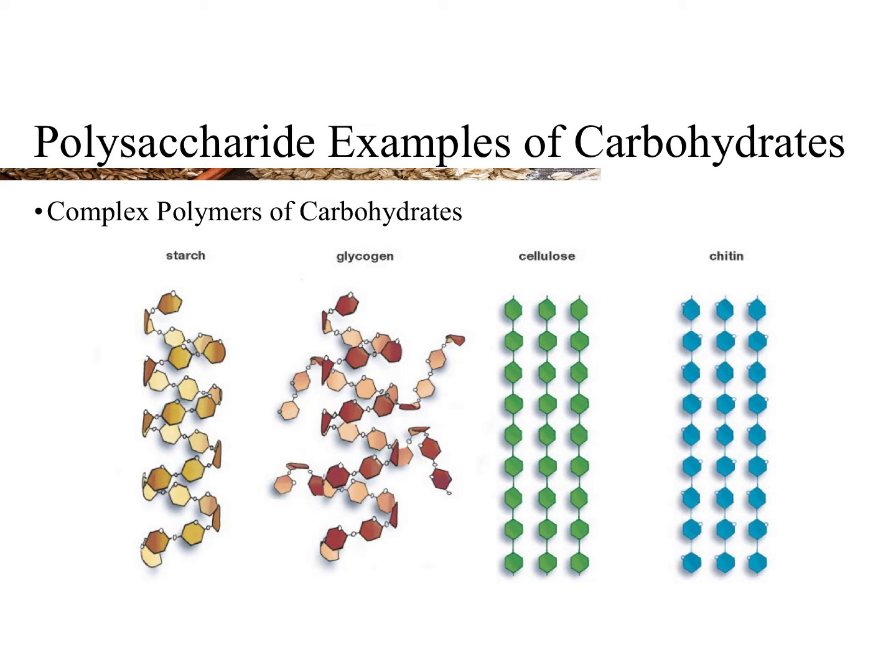Recall that starch is found in potatoes, glycogen is stored in the liver, cellulose makes up the cell walls of plants, and chitin makes up the exoskeleton of some organisms such as crustaceans.